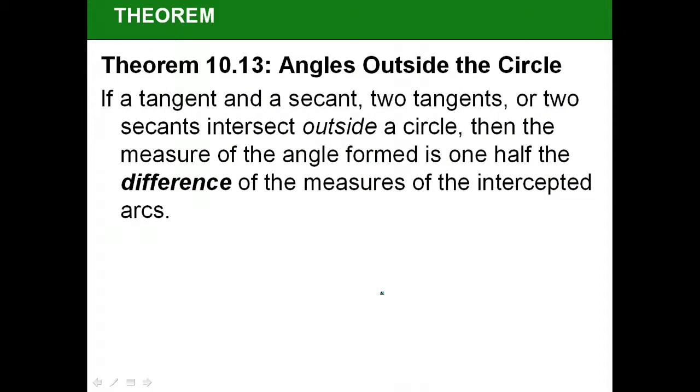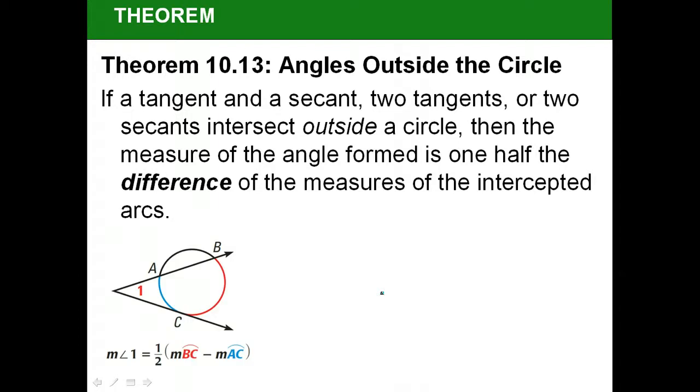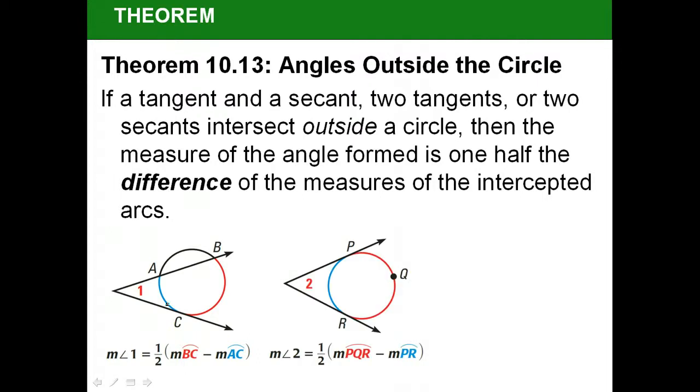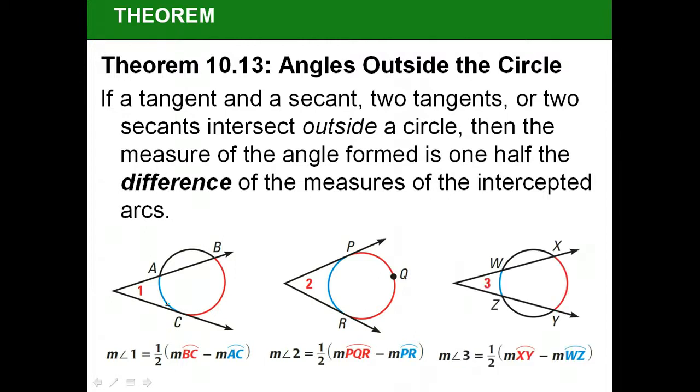If a tangent and a secant, two tangents, or two secants meet outside the circle, and we'll see these different situations in a minute, then instead of averaging them, we're going to take 1/2 of the difference in them. So in this case, we see we have a tangent line and a secant line, but they form two arcs, and we take 1/2 of the difference of those two arcs. If we have two tangent lines, it works the same way, 1/2 the difference of the two arcs, and if we have two secant lines, it still is 1/2 of the difference.